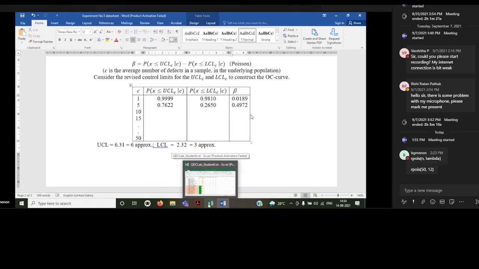Likewise you can calculate the rest. But at the same time, let us see how we can calculate using the Excel sheet.